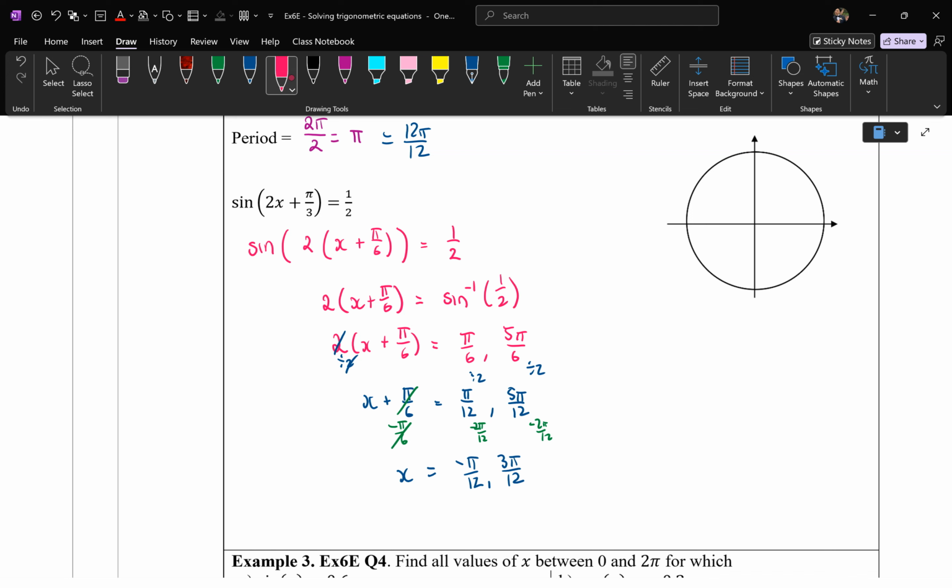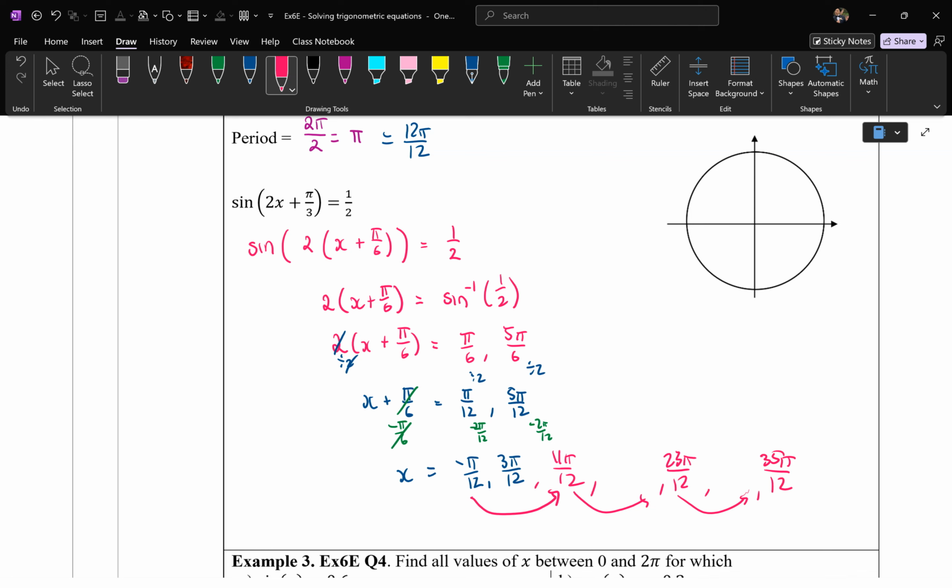So here, that's what I would do. Negative 1 plus 12 is, what's that? It's 11 pi on 12. If I add another 12, what's the other one? 11 plus 12 is 23 pi on 12. If I add another 12, I get 35 pi on 12.